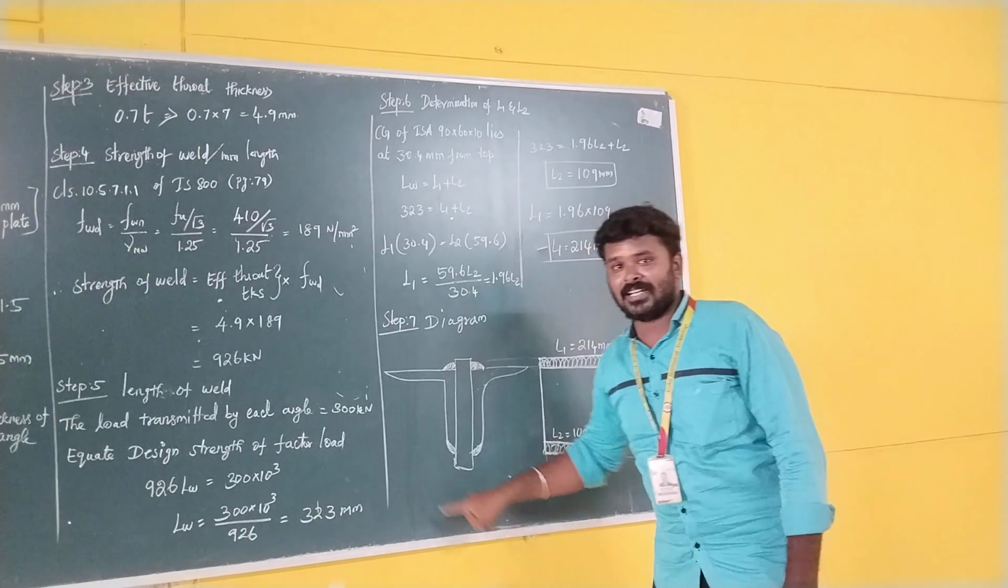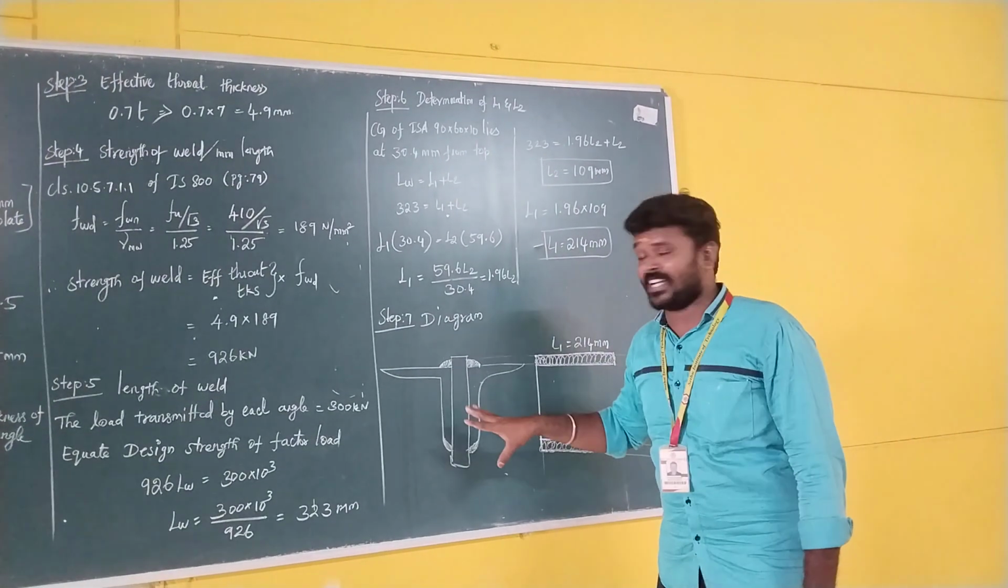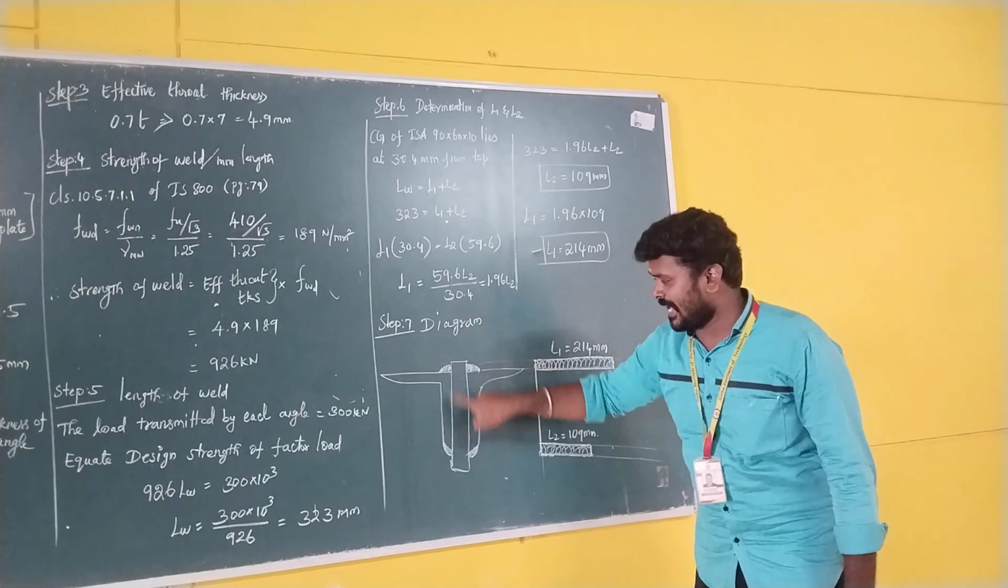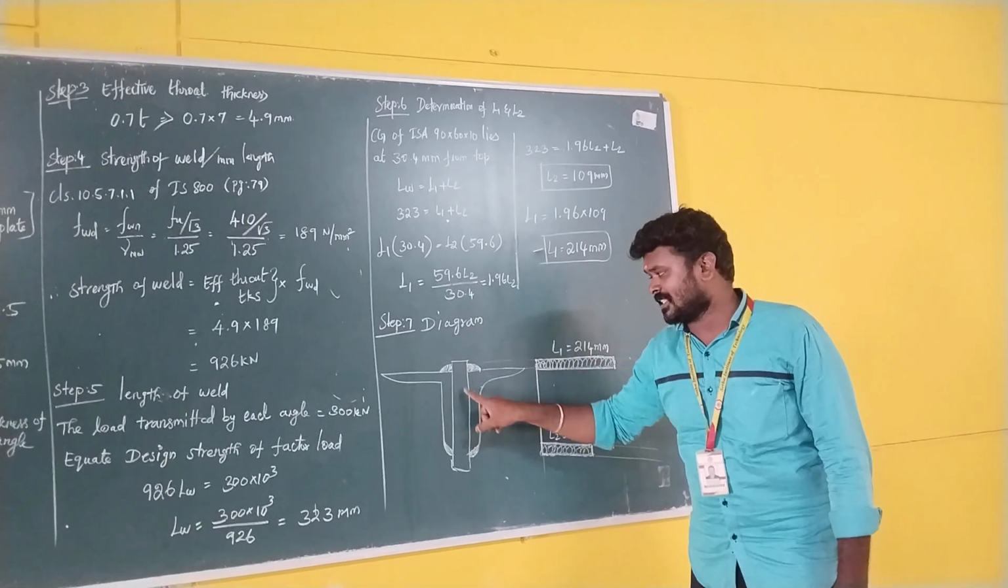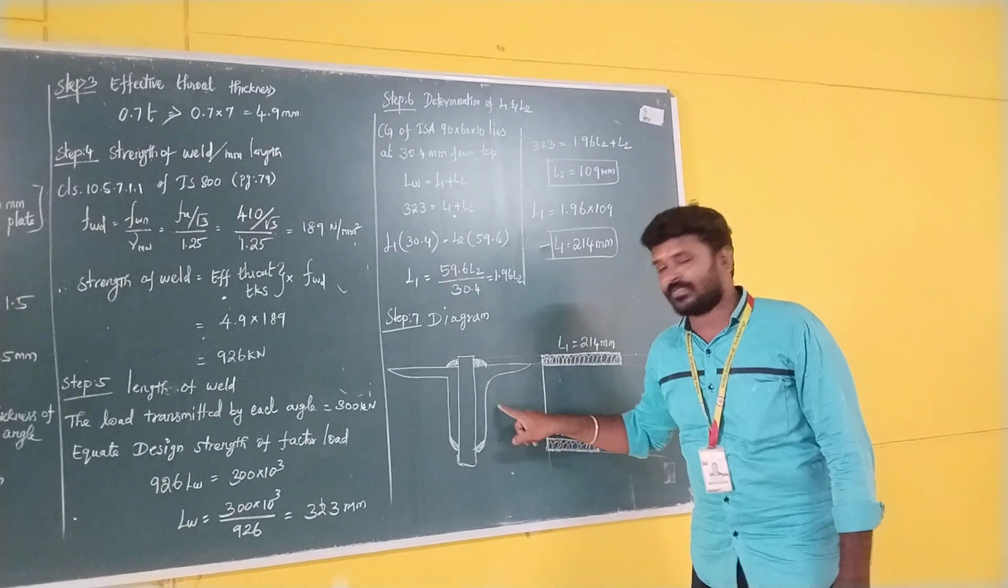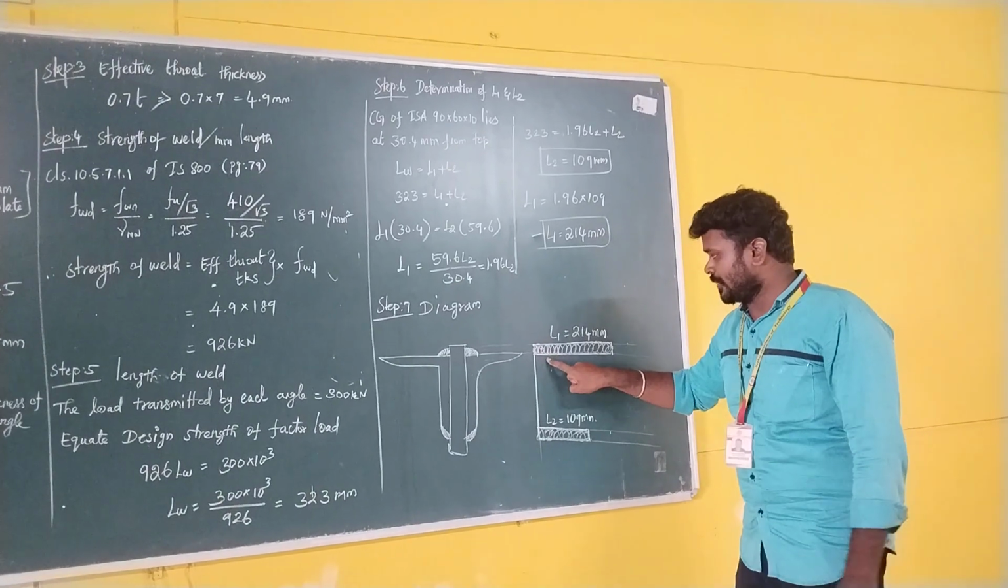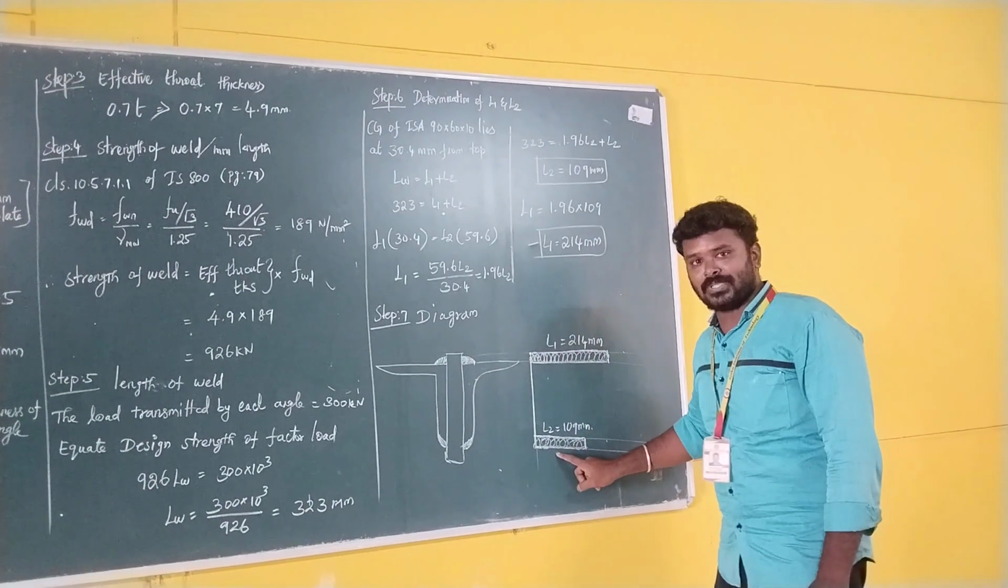This is the diagram showing the welded connection. This is the angle section on each side, each gusset plate connected on each side of the angles, and the L1 value is 214 and the L2 value is 104.